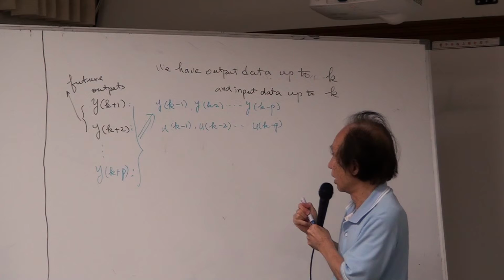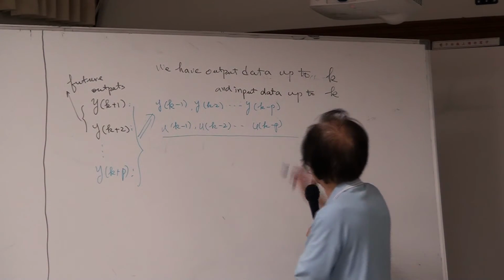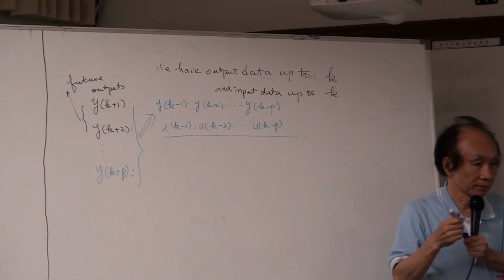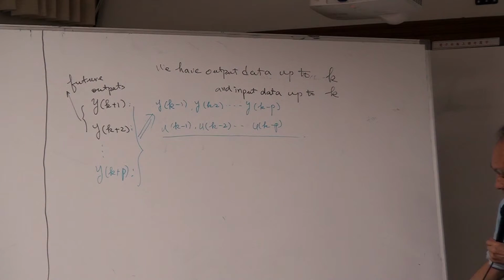All right. So, however, that's the step I'm working on. If you look at this carefully, I can predict yk plus 2 from yk minus 1, yk minus 2, yk minus p, and uk minus 1, uk minus 2, uk minus p. However, I still have to know this in the middle place here. That's called uk plus 2.